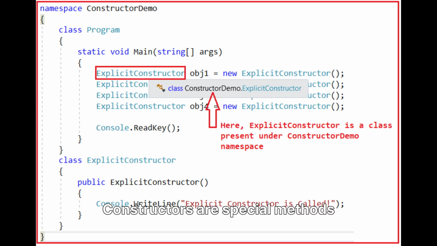Constructors are special methods used to initialize objects immediately after they are created. Their primary function is to ensure every new object starts its life in a well-defined and usable state. This prevents potential errors from uninitialized data, making objects ready for immediate use.